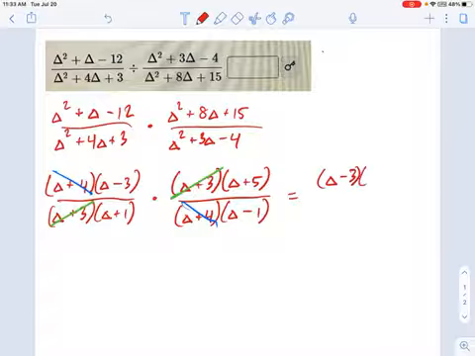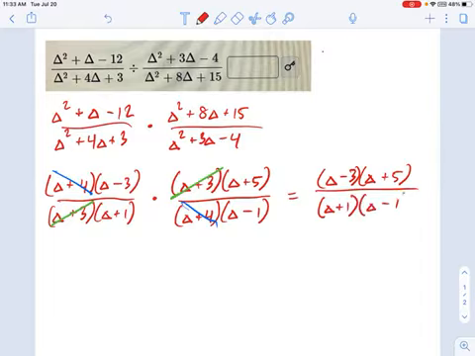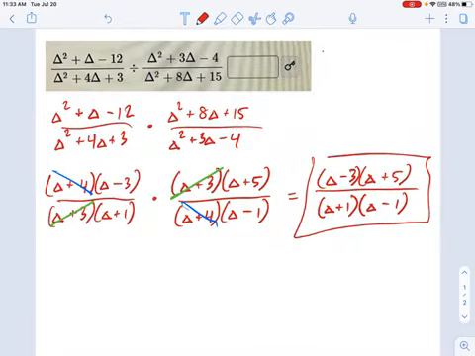Delta minus 3 times delta plus 5 divided by delta plus 1 and delta minus 1. And there's your answer. Go ahead and leave it in factored form. You're done.